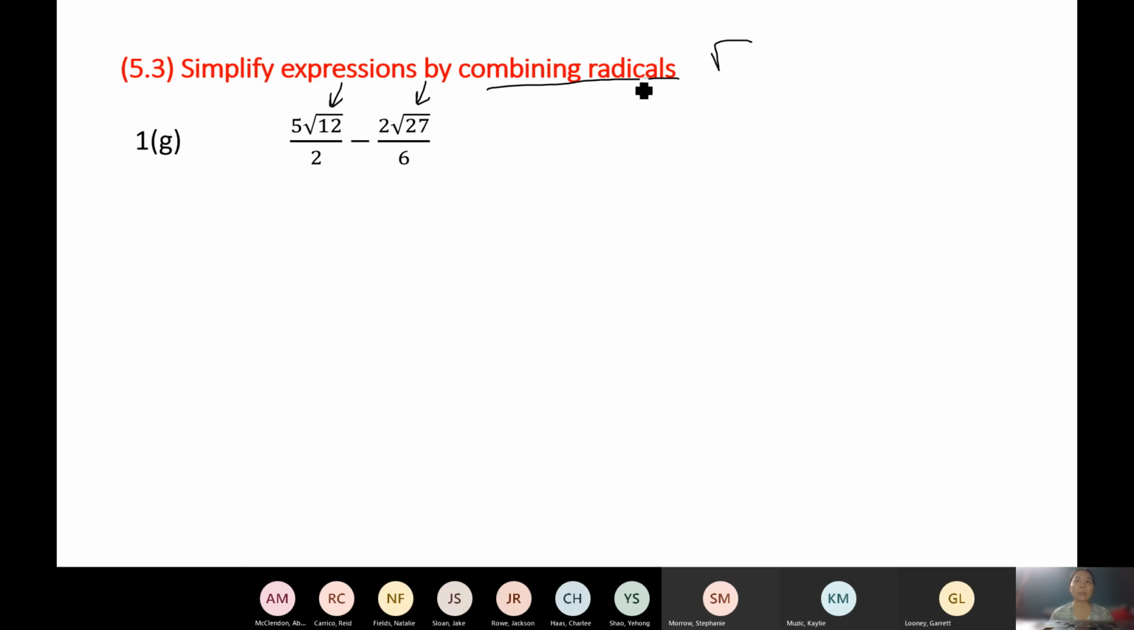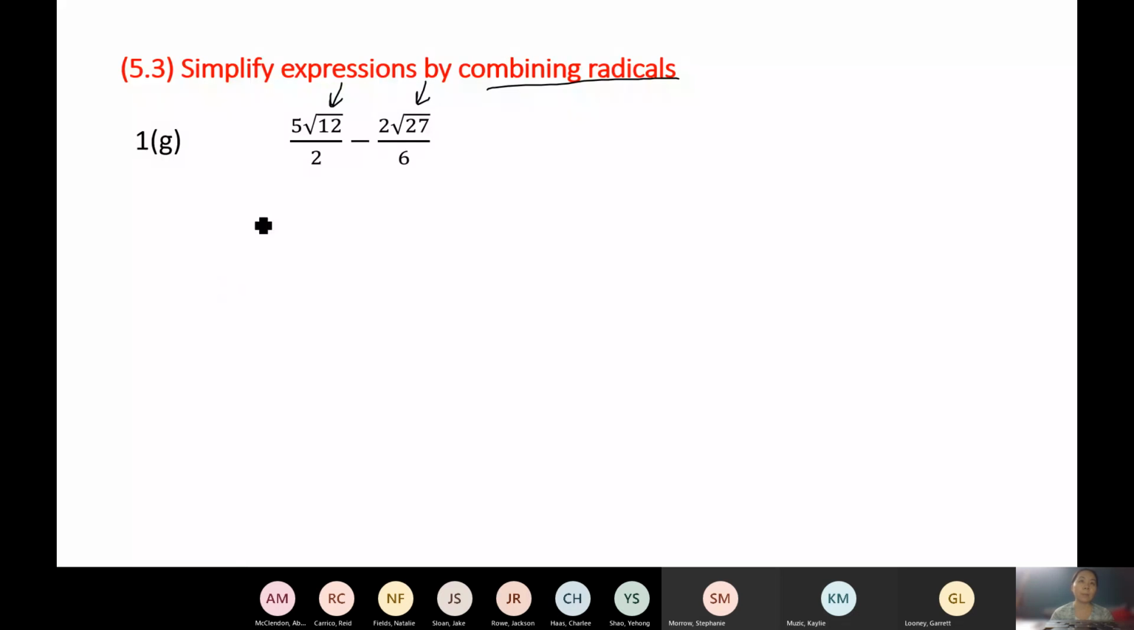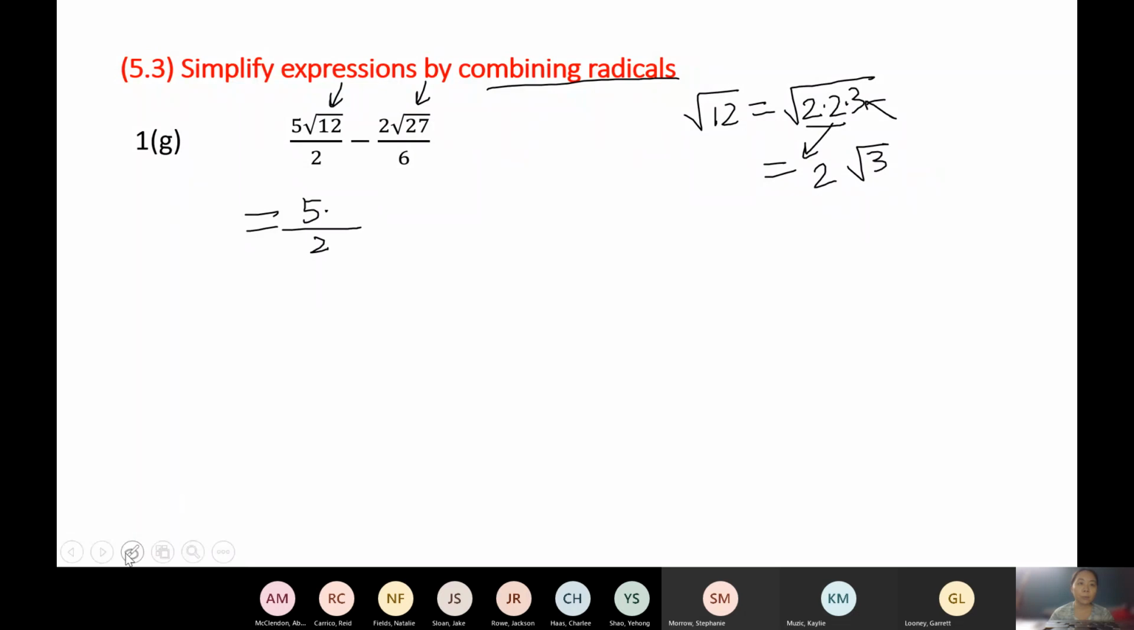It has to match. So square root 12 and square root 27, they don't match, but I can simplify them to see if they end up being the same. Notice square root 12. Now that part can be done on your scratch paper. So 12 is 2 times 2 times 3. And 2 copies of 2 comes out to get a single 2. The single 3 stays with the radical sign. So that's what we got for that, 2 square root 3.